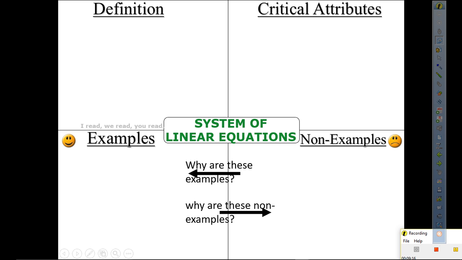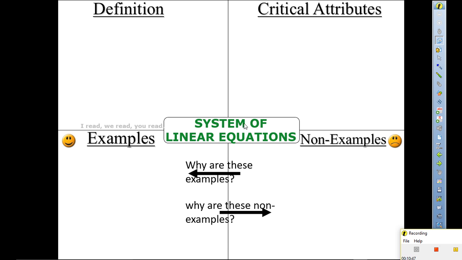Once you have your example, get a couple of hashtags. See if that triggers something in your noodle. 2 hashtags. If you do come up with the hashtags, then guess what? That's part of the definition. Once you're done with that, get a non-example going. I'll give you 2 minutes. Go.